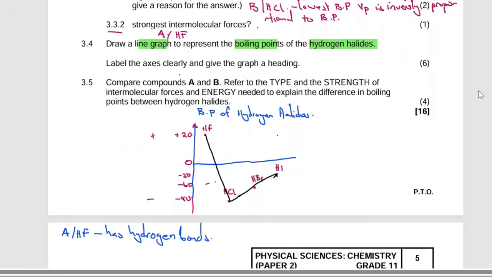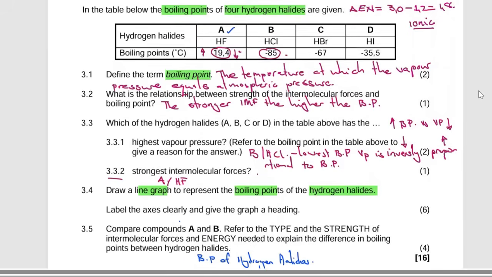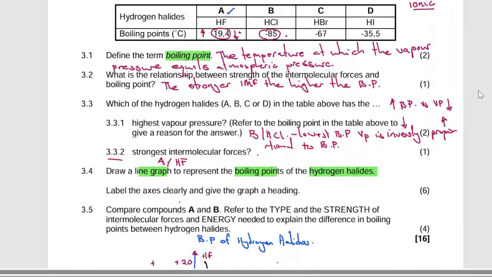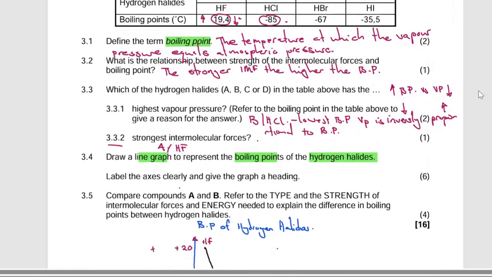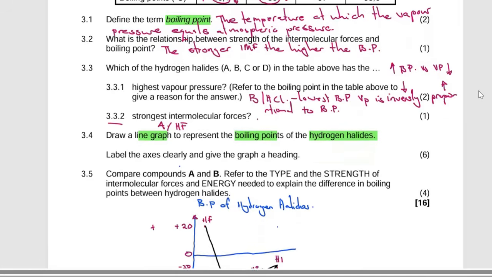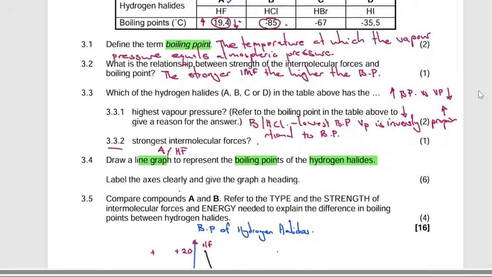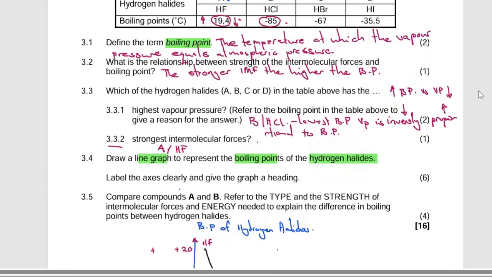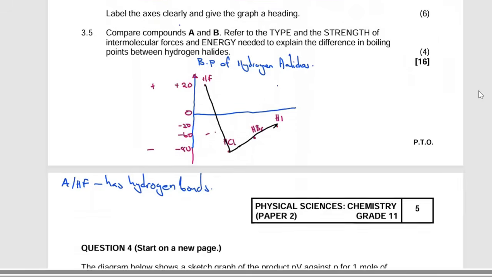Then after having hydrogen bonds, we're going to proceed and say, the others, what do they have there? I'm going to have A and B. So B is HCl. According to that HCl, what do we have? They're saying compare compounds A and B and refer to the type of intermolecular forces. Therefore, our B is HCl, right?